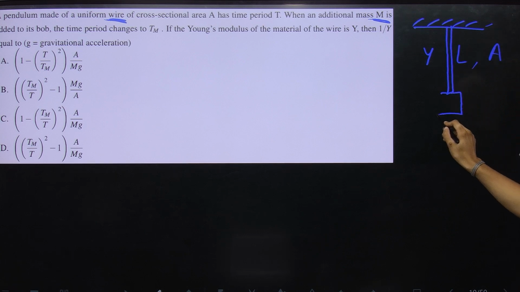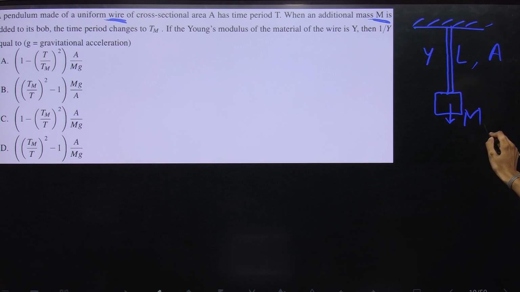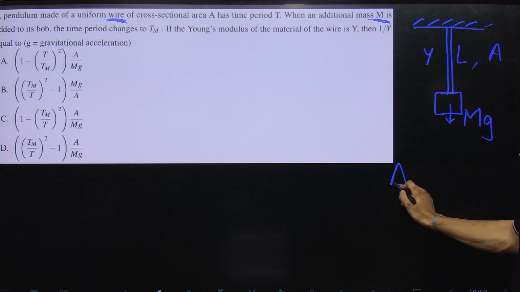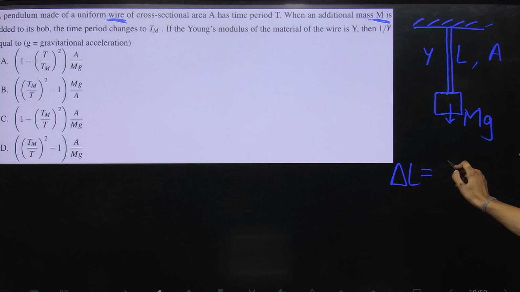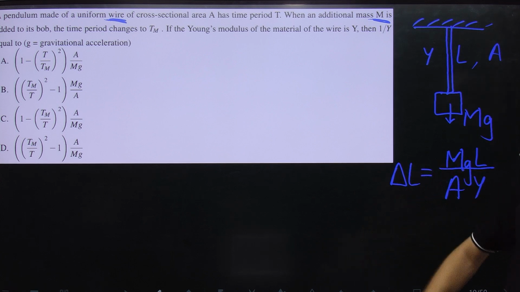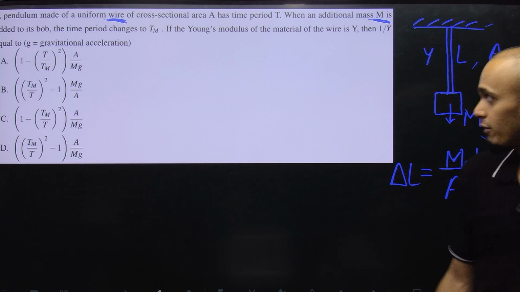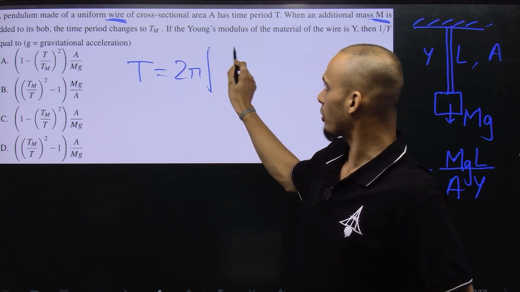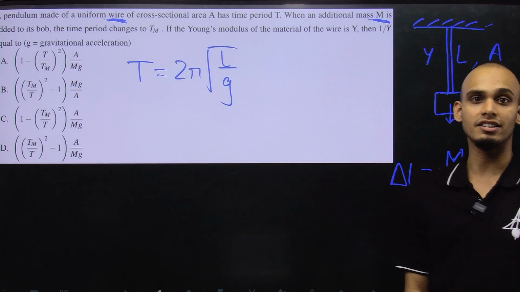If we add some additional weight, capital M into G, it increases the length of the wire also, and we know the amount of length increased is FL upon AY. So the change in length is the applied additional weight, that is mg, into initial length of the wire upon cross-section area into the Young's modulus of the wire itself. So the new length of the wire will be L plus this much change in the length also. And we also know that for a pendulum, the time period is equal to 2 pi square root of length of wire upon acceleration due to gravity.